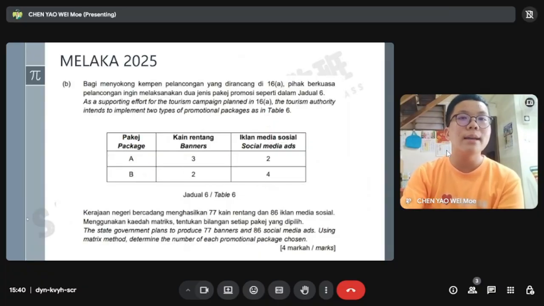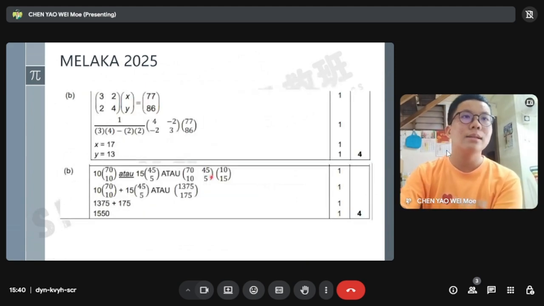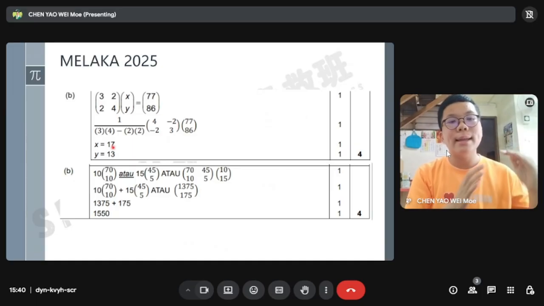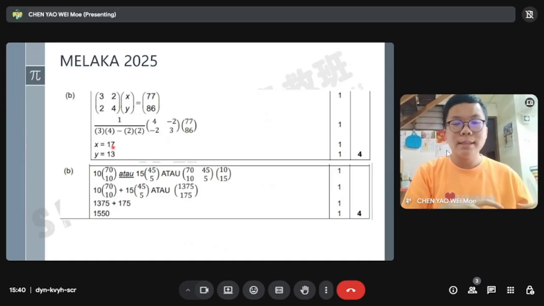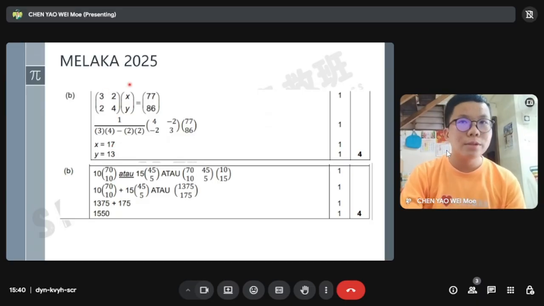We need to find the number for each package that is chosen. And we need to find X and Y. How many you can do in this package and this package? Show like this, you get 1 mark, and do this one, get another 1 mark. It's quite hard for this question, but I can try for this one.